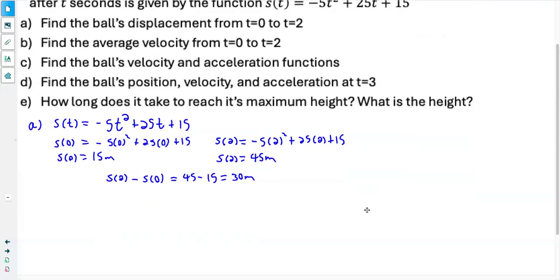Now, part B was find average velocity from a time of 0 to a time of 2. So our average velocity is just going to be s of 2 minus s of 0 over 2 minus 0. Now we already calculated s of 2 minus s of 0. We know that that's 30 meters. Now 2 minus 0 would be 2 seconds. So our average velocity over that time would be 15 meters per second.